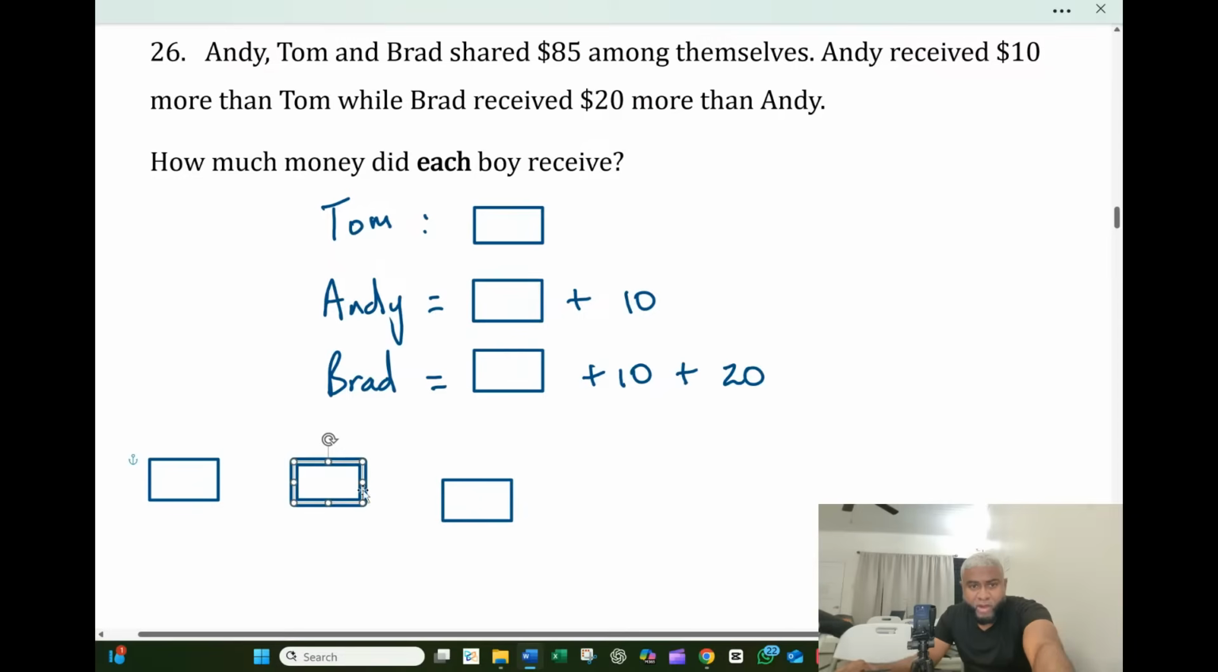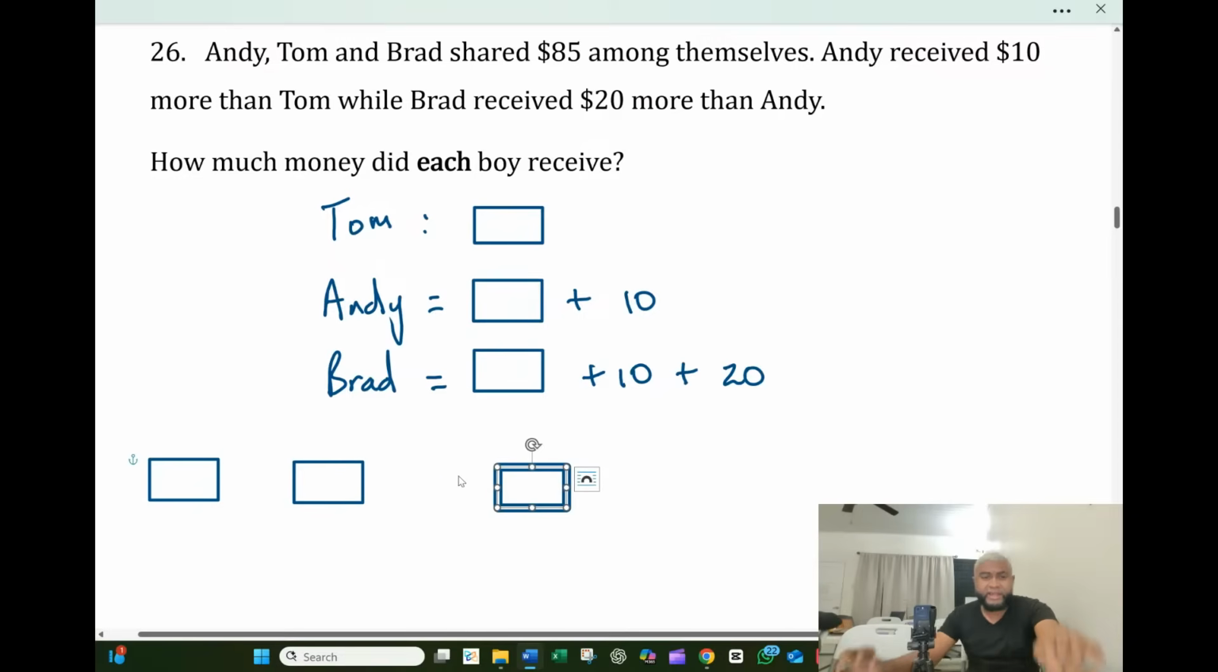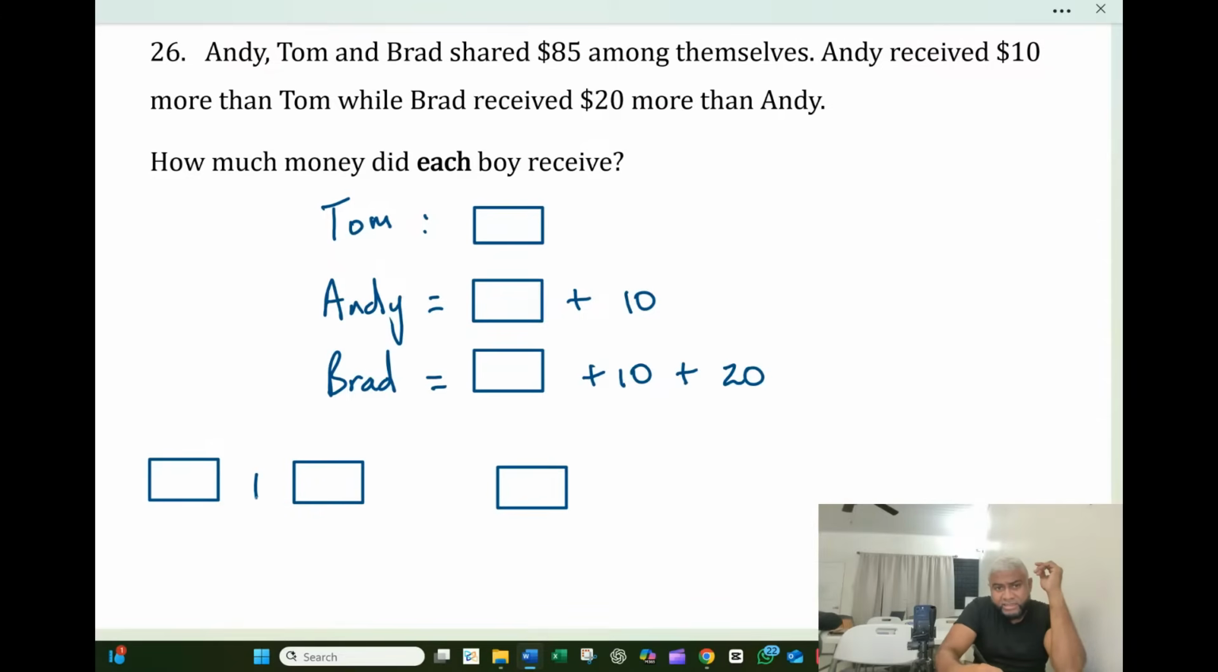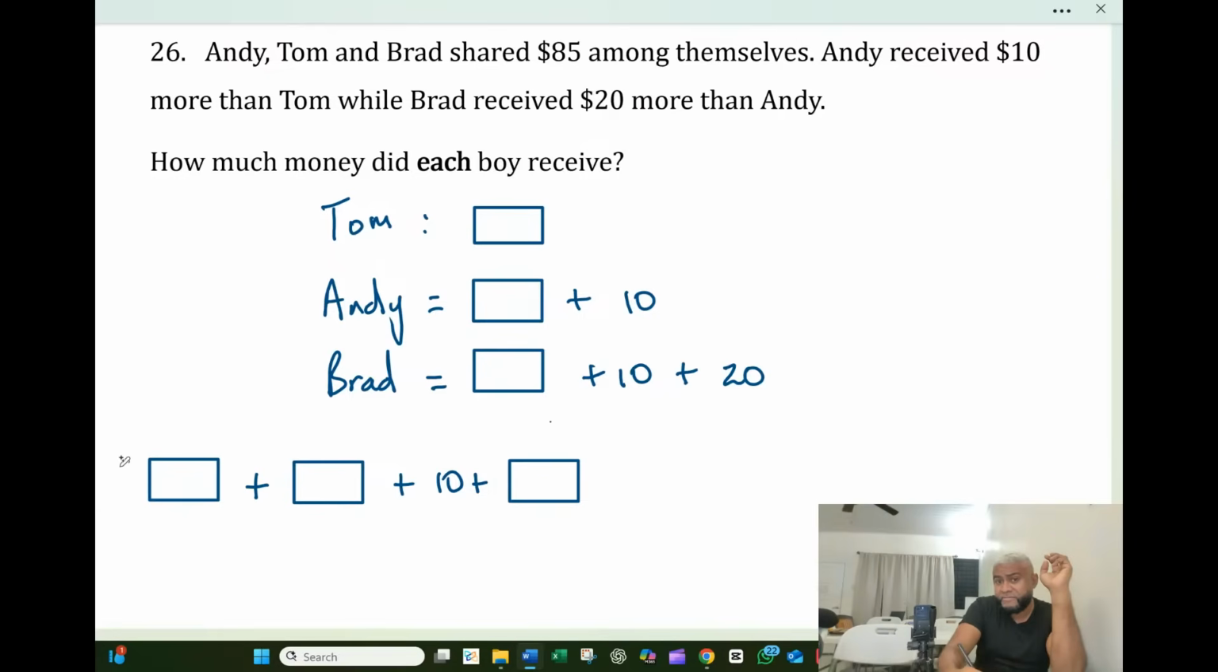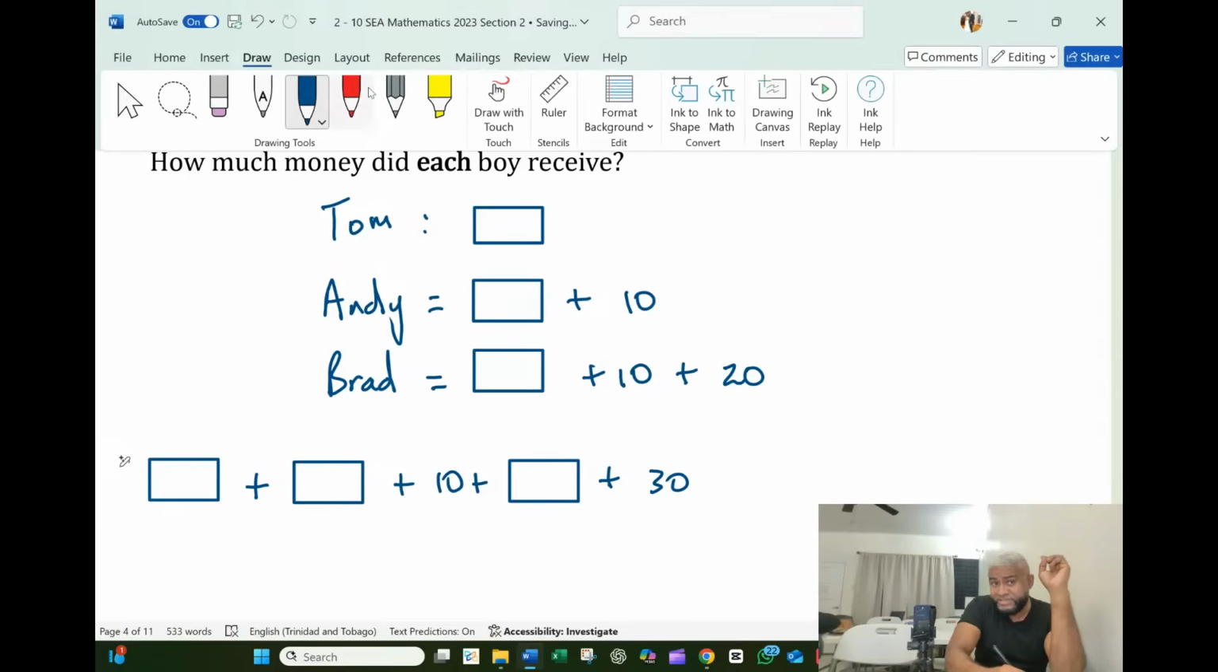So we have Tom's box. Tom's box is first, right? So it's going to be Tom's box plus Andy, which will be represented by box plus 10, plus Brad, which will be, I'm just going to put 10 plus 20 is 30. Could I just put 30? Everybody good here?